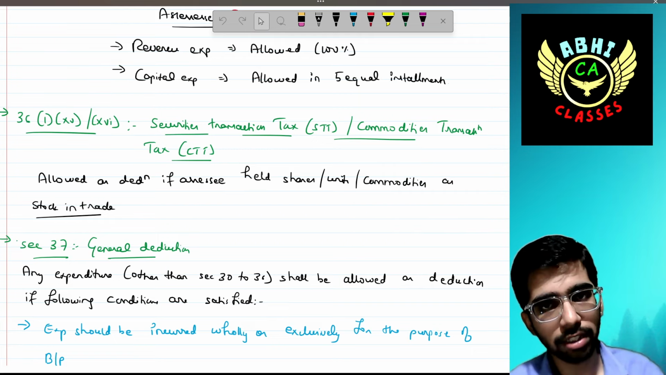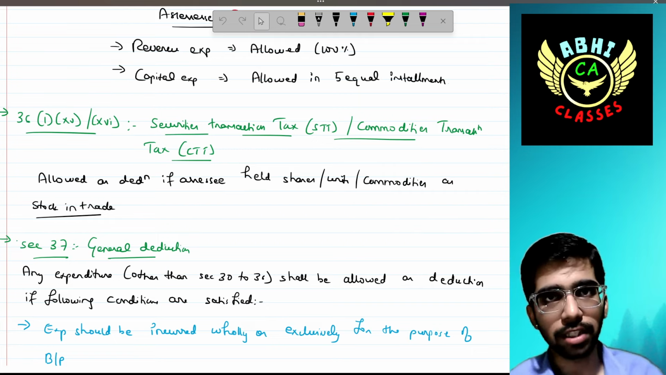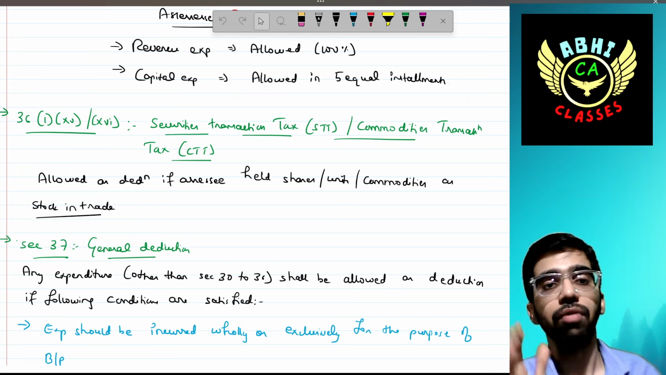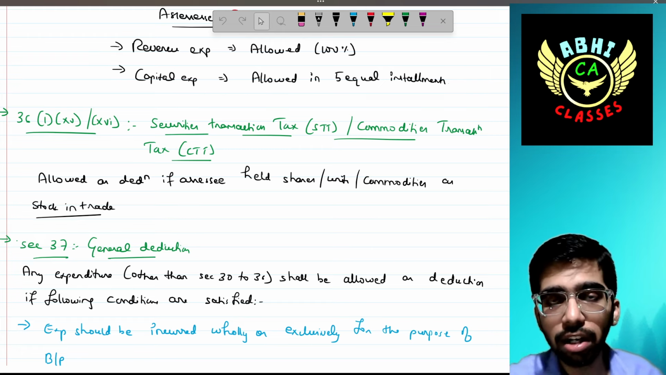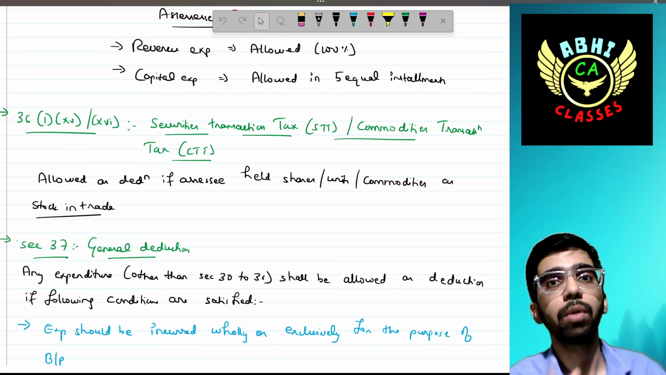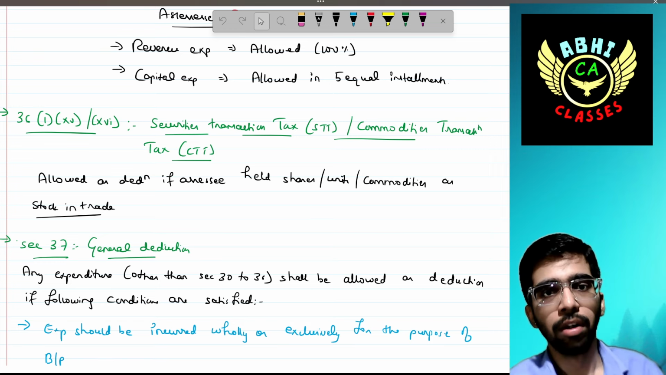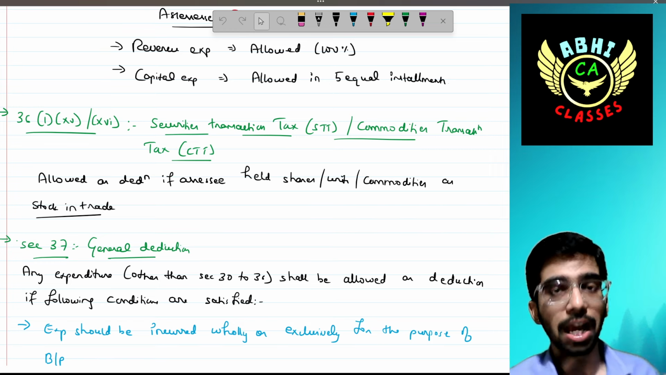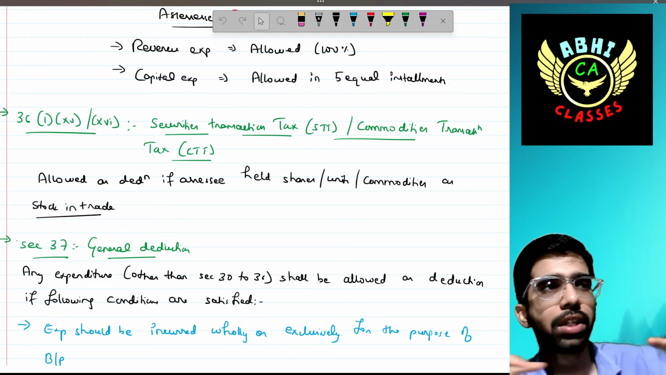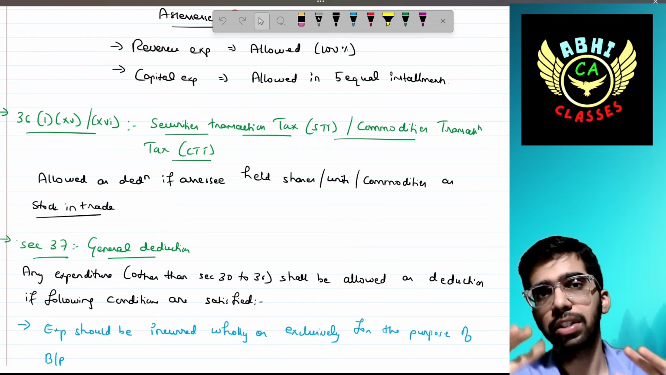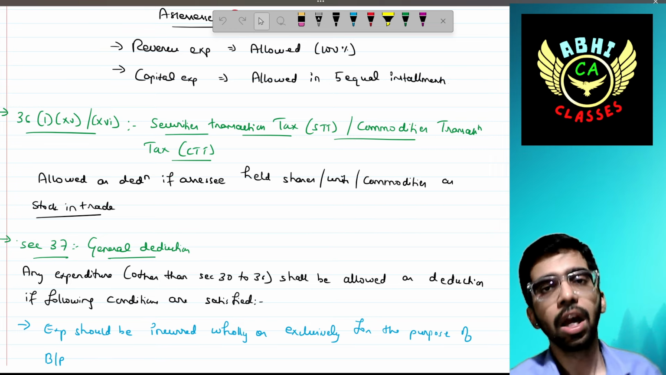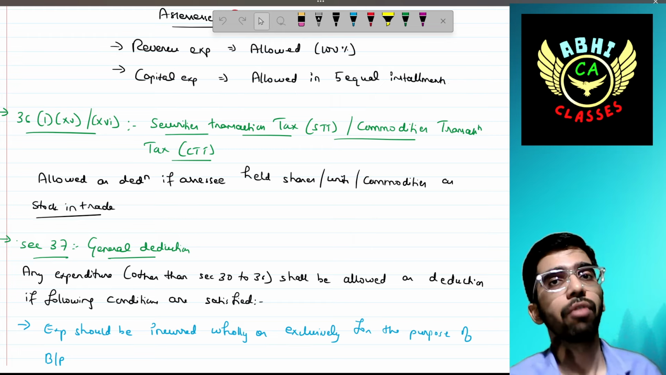Next, section 36(1)(xv) or (xvi): Securities Transaction Tax or Commodities Transaction Tax, STT or CTT. In short, it is allowed as a deduction if the assessee had held the shares, units or commodities as stock in trade. He should be a broker in that. If I am holding the shares as a capital asset, I am not dealing in any transactions. I am only purchasing or selling occasionally. I am not into that business. I am just holding the asset, the shares or mutual fund units.